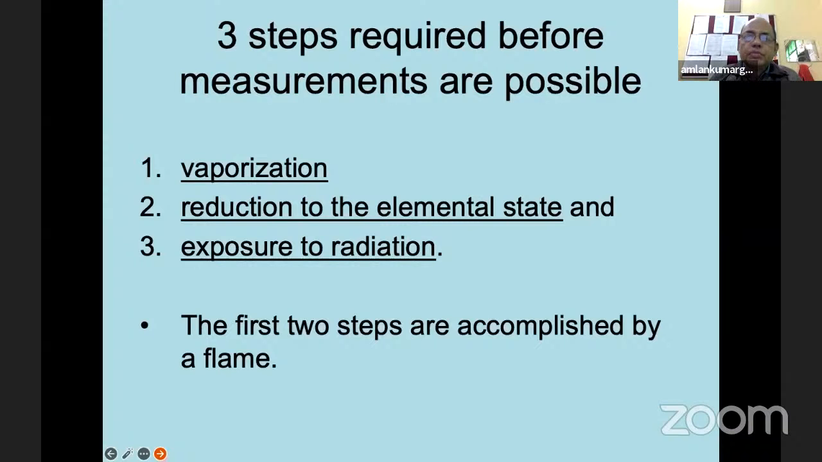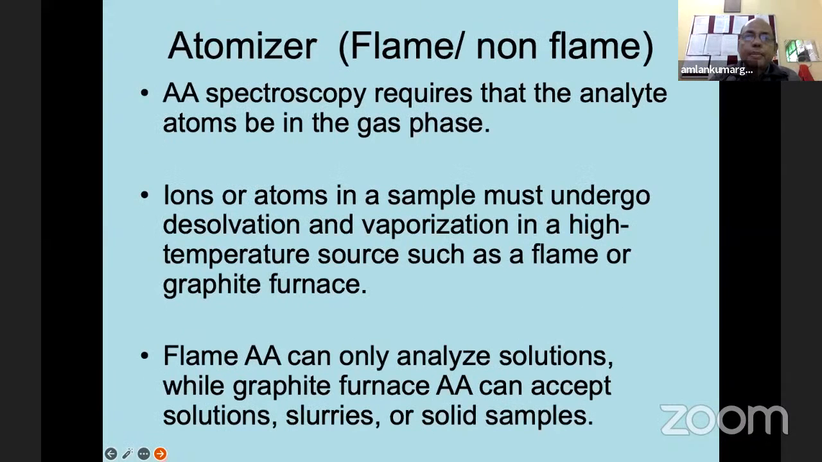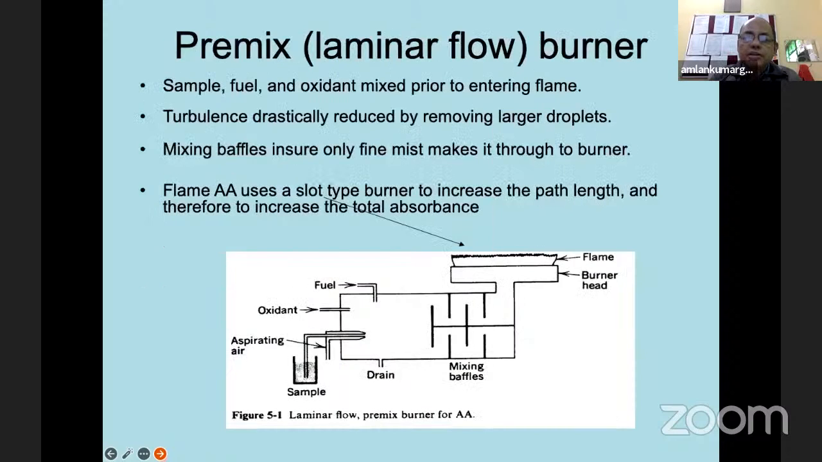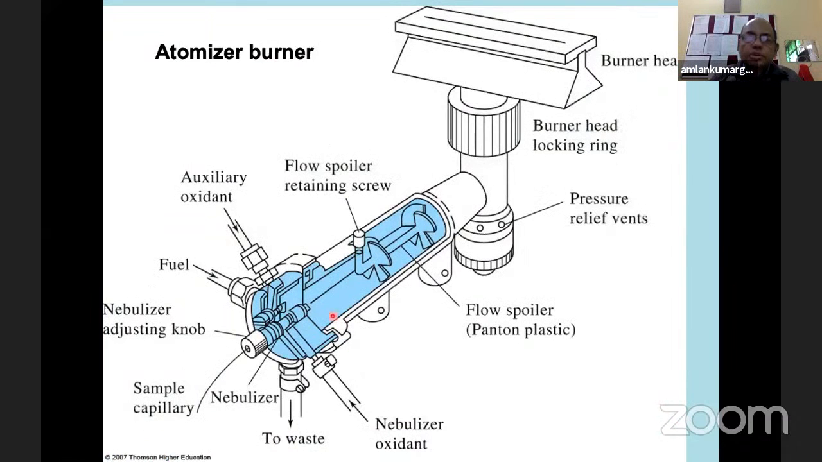Three steps are required before measurements are possible. One is vaporization, then reduction to the elemental state, which we have already covered, and then exposure to radiation. The first two steps are accomplished in the flame. Next is the atomizer, so we will not repeat this. We have already seen in the case of flame photometer that there are two types. One is the total combustion burner, and another is the laminar flow burner, where the samples are pre-mixed and then go to the flame.